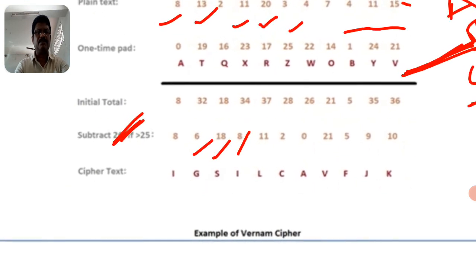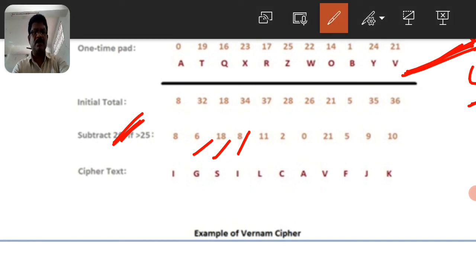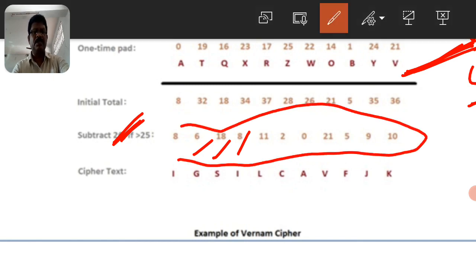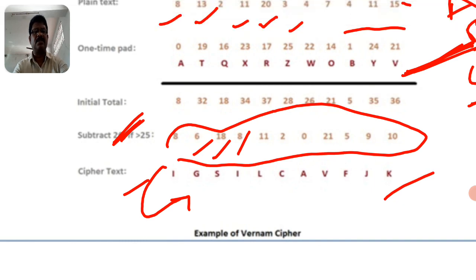This is the Vernam cipher. The result is IGSIELCA. Here you can observe that for each resulting value, I write the related alphabet letter, and finally the cipher text is derived. This is the Vernam cipher.